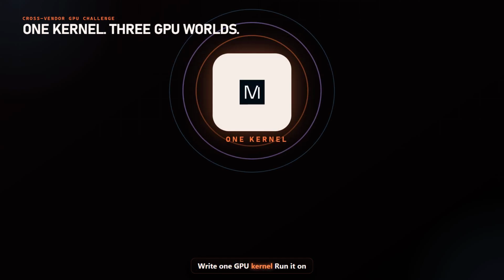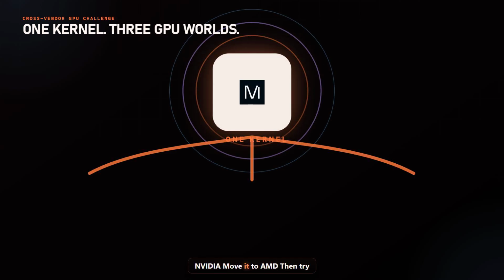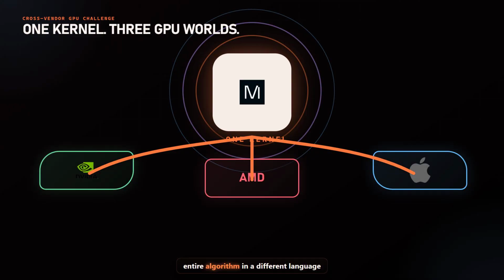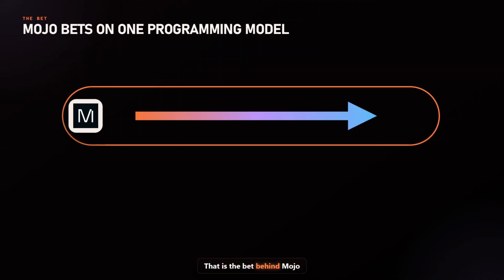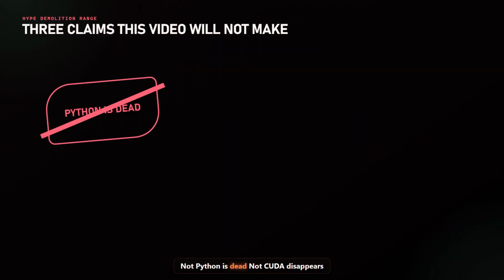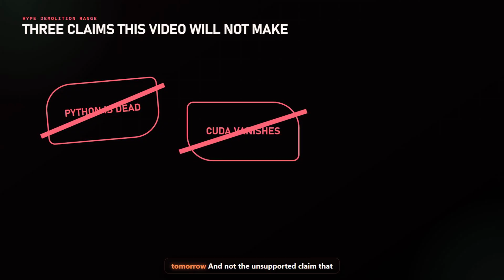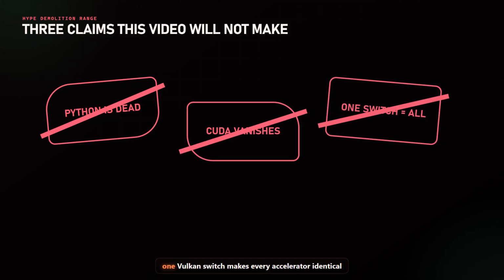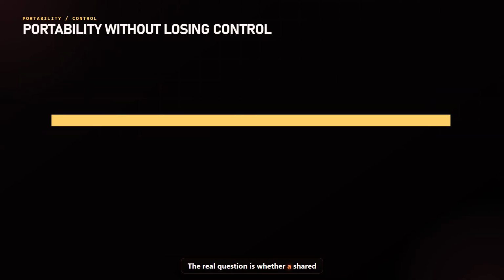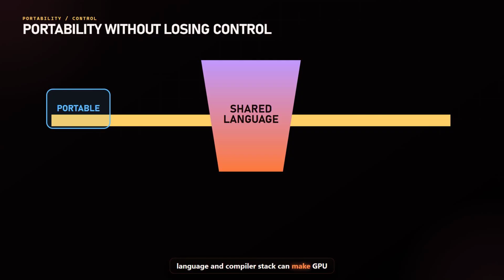Write one GPU kernel, run it on NVIDIA, move it to AMD, then try it on Apple Silicon without rewriting the entire algorithm in a different language. That is the bet behind Mojo. Not Python is dead, not CUDA disappears tomorrow, and not the unsupported claim that one Vulkan switch makes every accelerator identical. The real question is whether a shared language and compiler stack can make GPU code less dependent on one vendor without giving up the control that high performance requires.